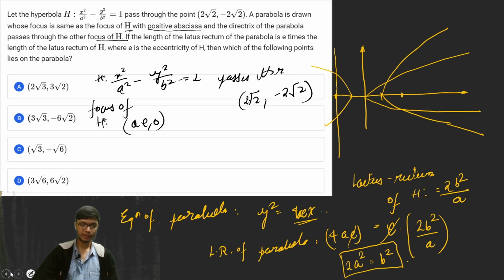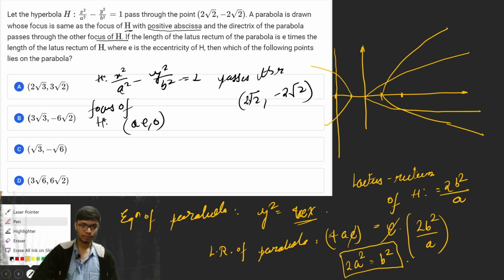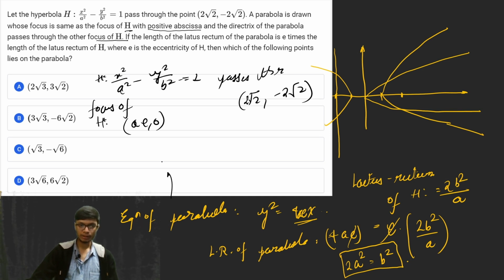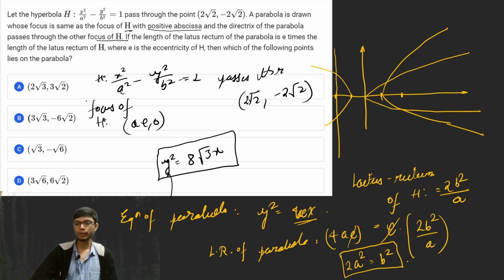And if we have the eccentricity equal to root 3, then we have the equation of this particular parabola as y square is equal to 4ae. So a value is basically equal to 2 and e is basically root 3. So the equation of the parabola will be y square is equal to 8 root 3x. So that is the equation of the parabola. Now, which of the following points lies on this parabola? It is asking you to put these points in and check them.